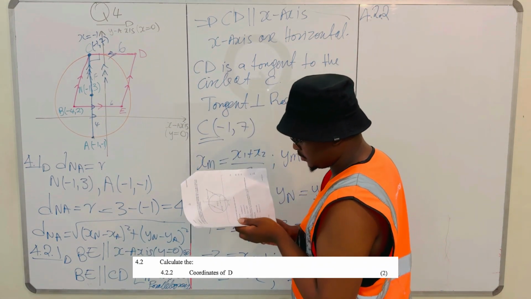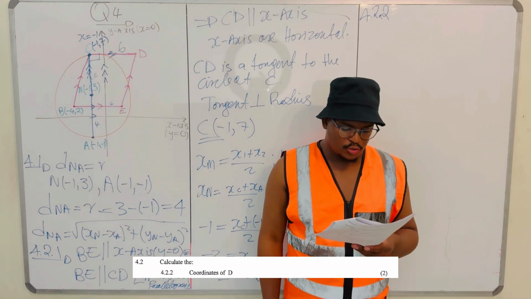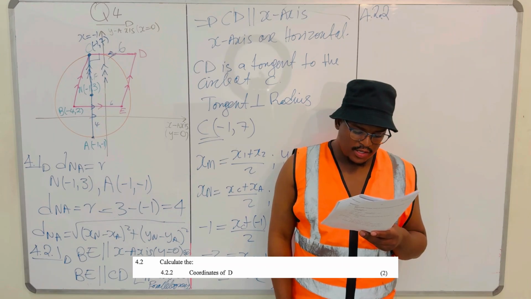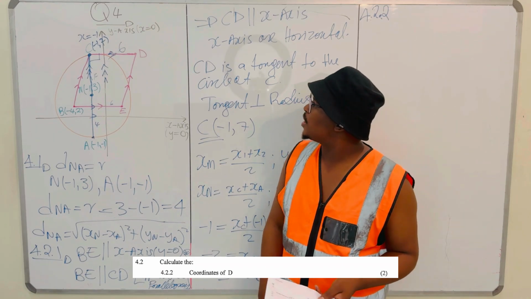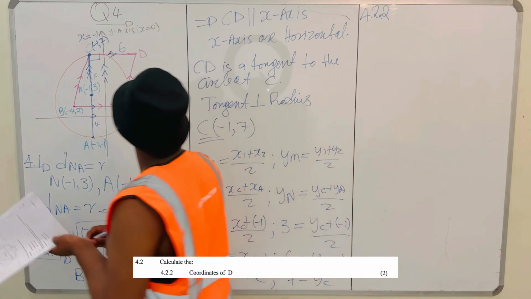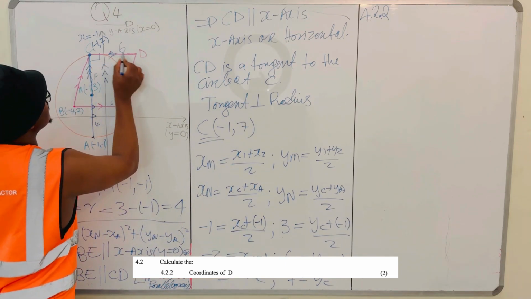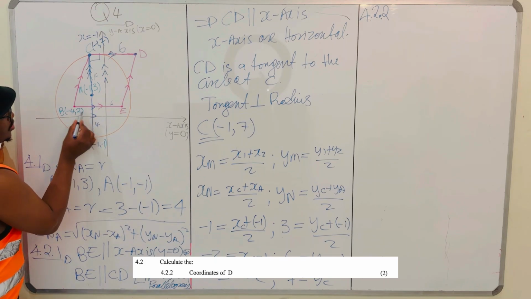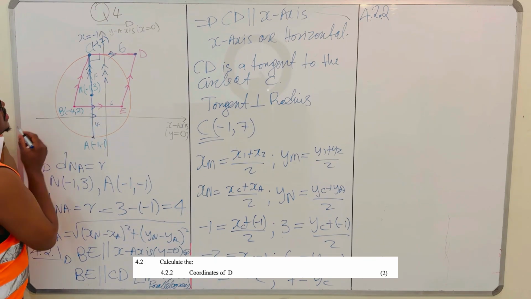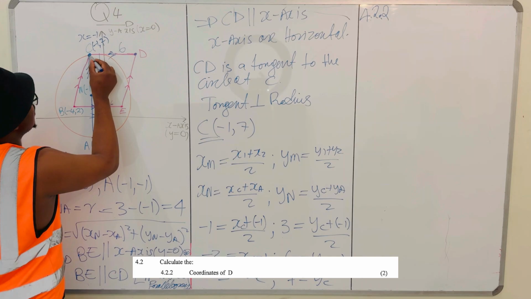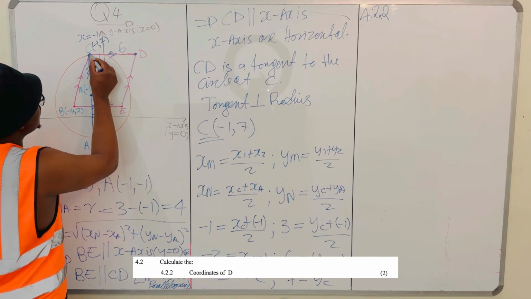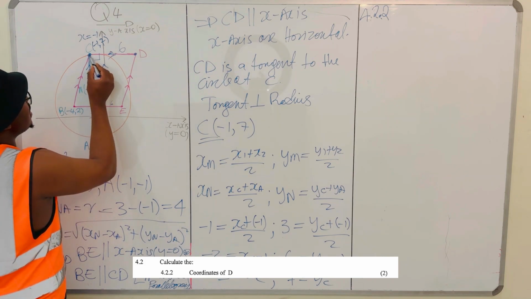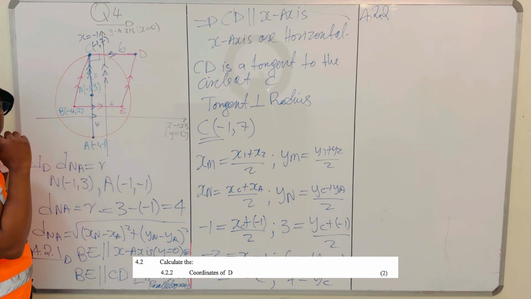So let's move on. Now we're doing 4.2.2. They're saying now, calculate the coordinates of D. They want us to calculate the coordinates of D. So here is D, sitting here. This line is horizontal, parallel to the x-axis, right? So from here to there is 6 units, right? From here to there is 6 units.